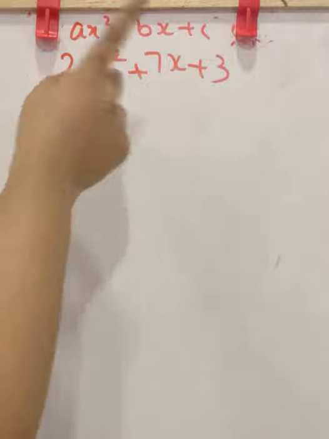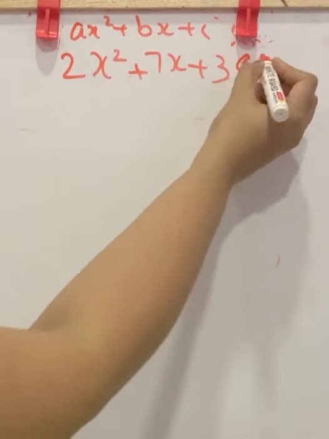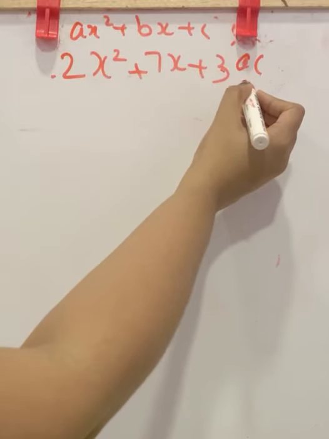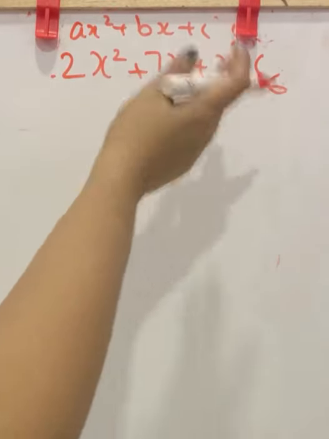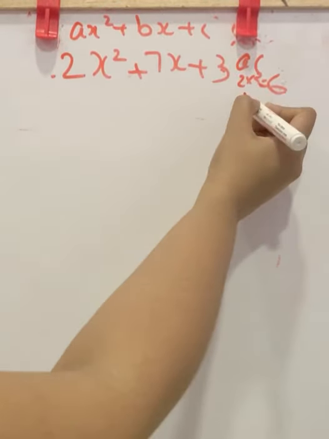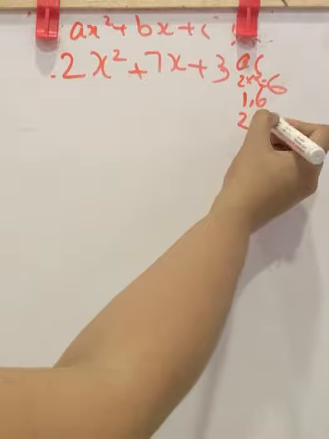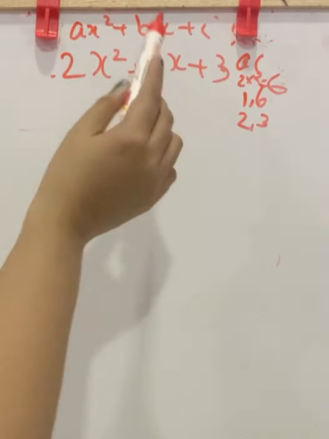Now, we can move to the next step, that is a into c. AC is 2 into 3 here, so 6 is the AC. Now next, write down all the combinations of factors, that is 1 6's are 6, 2 3's are 6. These are the factor combinations. Now you have to get 7.